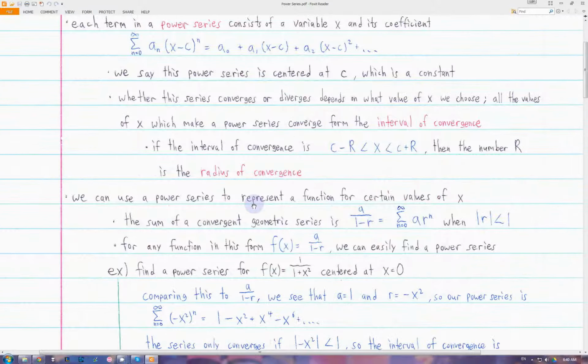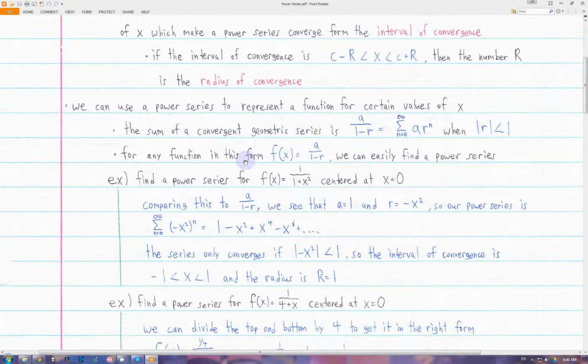Okay, so the easiest functions to find a power series representation for are those that are just the sum of a geometric series. Remember that the sum of a convergent geometric series is a over 1 minus r, where a is the initial term and r is the ratio, which is less than 1 in absolute value in a convergent series. So if we see any function in this form, a over 1 minus r, then we can easily write a power series because we know it's just going to be a geometric series.